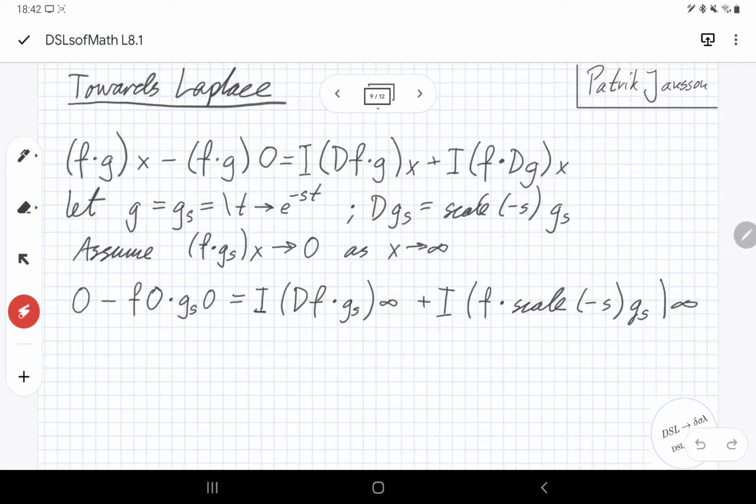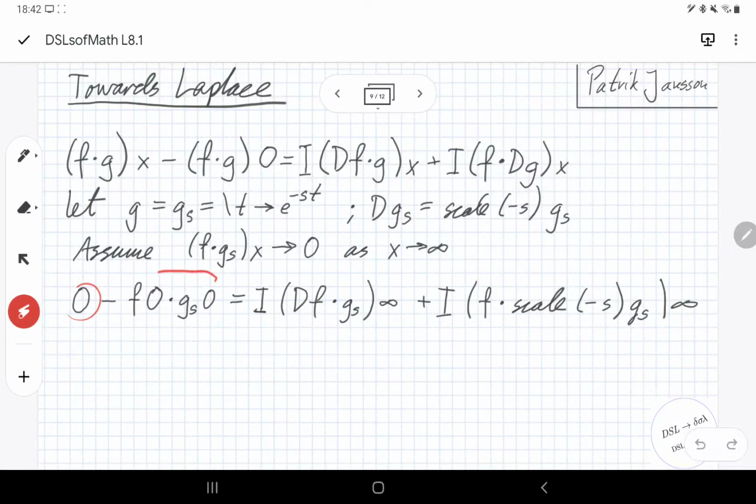Okay, but given this requirement, I can say that when I let this expression go, I let x go to infinity. That's what I'm doing when I'm moving down here. So then f times gs will go to 0, so this first expression becomes 0. I'm rewriting the equation up here again with this special choice of f, g, and letting x approach infinity.